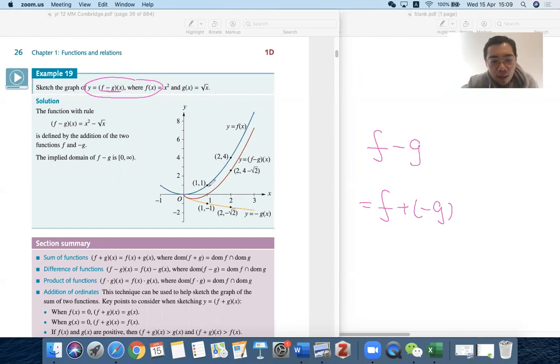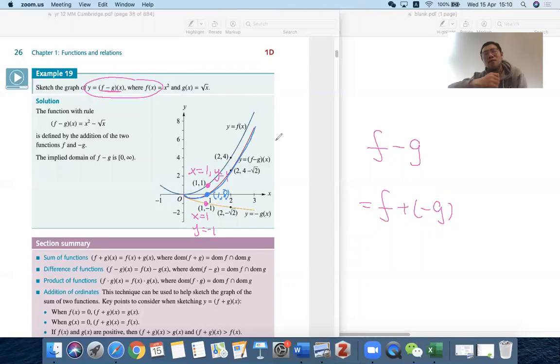For example, for our F(x), when x equals 1, my Y value is 1, okay? And for my G, x equals 1, my Y value is -1. Again, we add them together, so we got here, which is (1, 0), okay? So we keep doing the same thing, following the same procedure, and we can get this final graph.